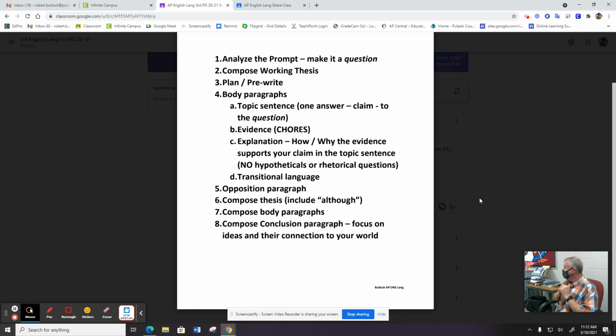I've never told my students to do that. Why didn't I think of that? It's a pretty good idea. So that's up to you. But anyway, then you actually start composing the essay: thesis, body paragraphs, and the body paragraphs here would include your opposition paragraph. I don't know if I need to put that in there or not, but I guess good. And then your conclusion paragraph where you focus on the ideas and their connection to the real world.